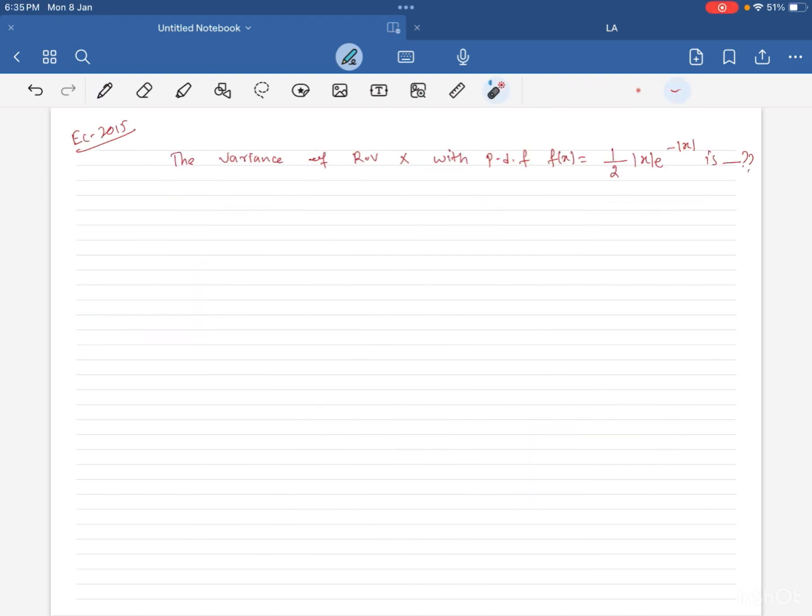Okay, let's look at this question. This question is from EC 2015. The variance of random variable x with probability density function, and we have been given this probability density function, that is 1 divided by 2 mod x e to the power minus of mod x.